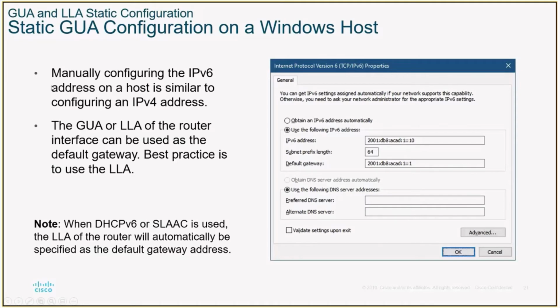So manually configuring the IPv6 address of a host is similar to configuring IPv4. The global unicast address or link local address of the router interface can be used as the default gateway. Best practice is actually to use the link local address. Note, with DHCP version 6 or SLAAC, which is stateless automatic address configuration, the LLA of the router will automatically be specified as the gateway address.